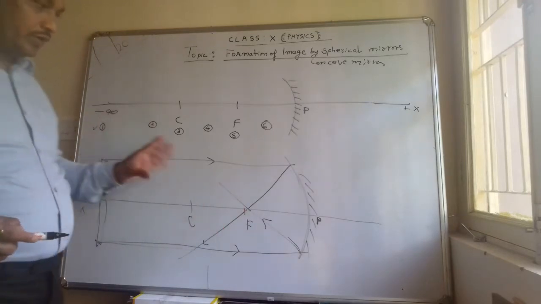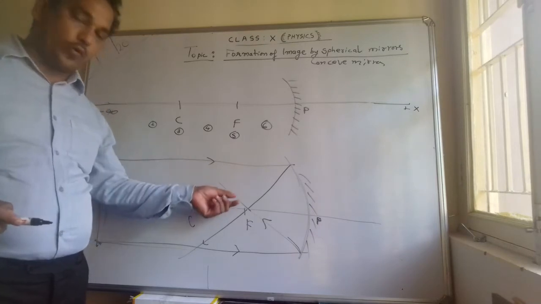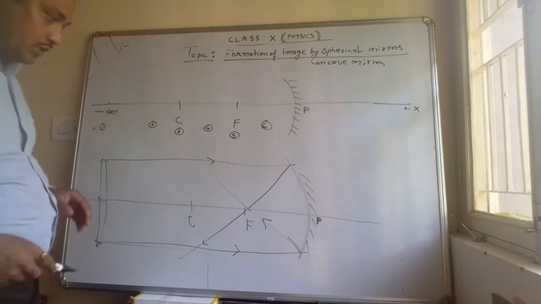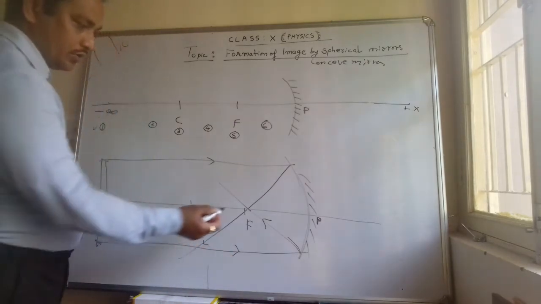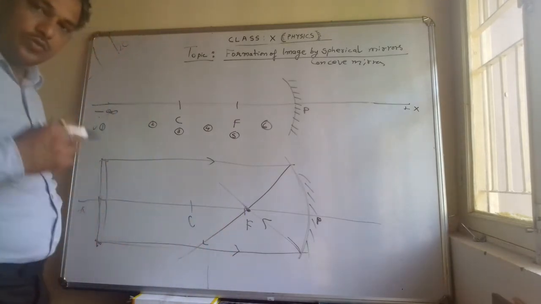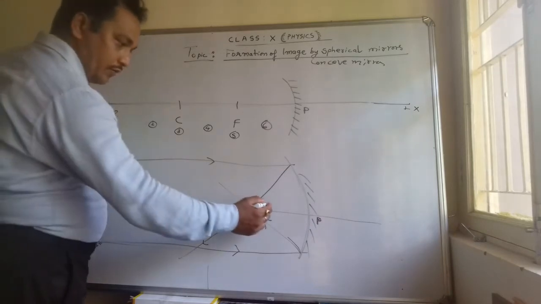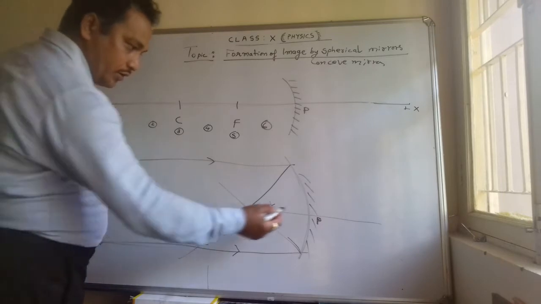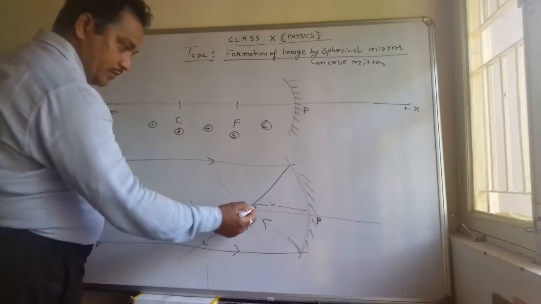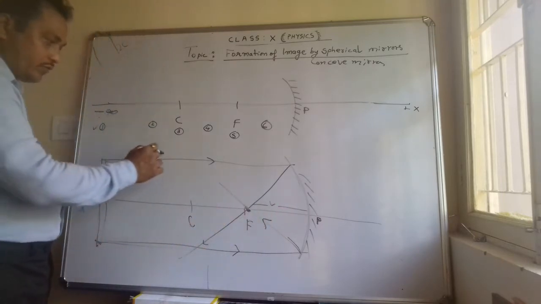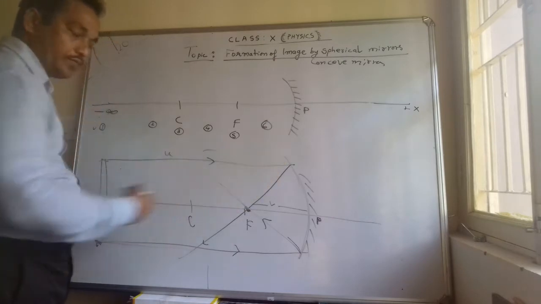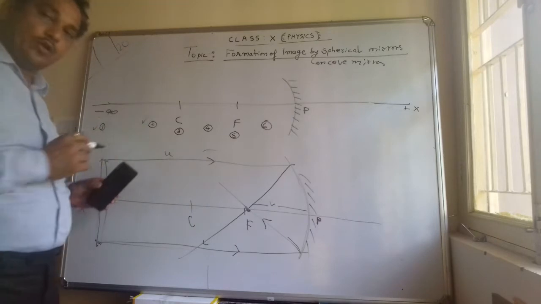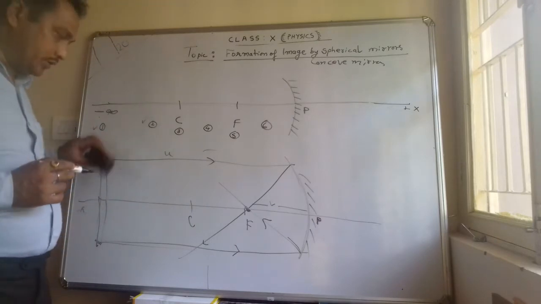So we have applied the rules and we got the point of intersection, which will tell the position of the image. So this is the position of the image. We are using the variable small v for the distance. All the distances are measured from the pole, as we are aware. So the distance of the image will be this v, and the distance of the object is u from the pole. Okay, let us see the second case when the object is placed beyond C.